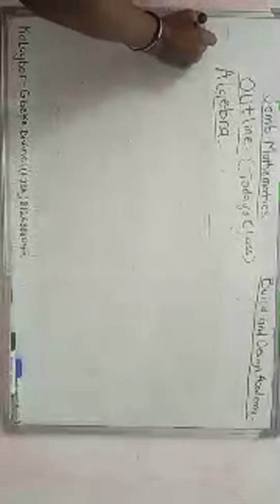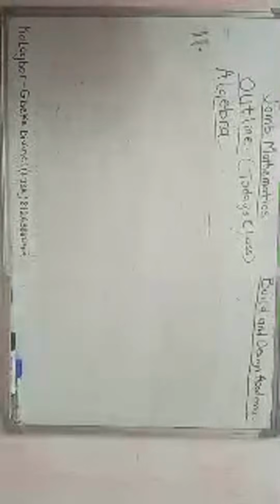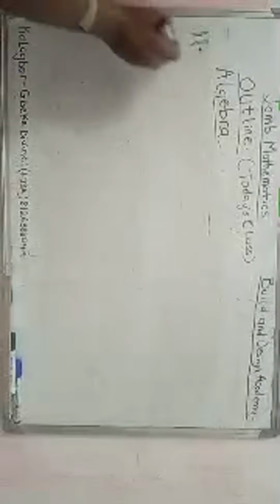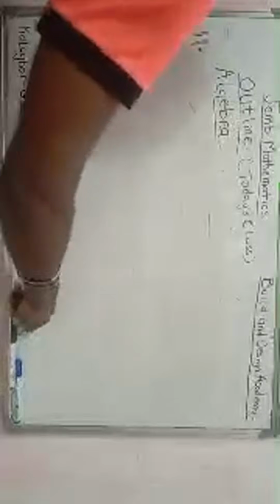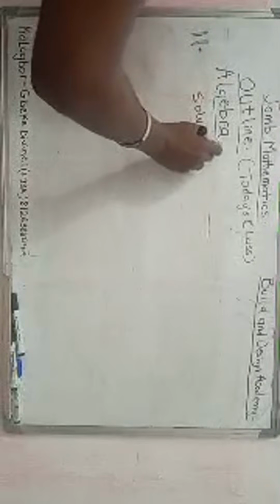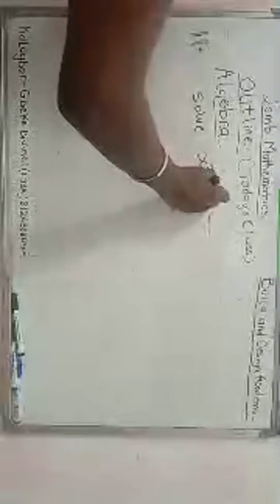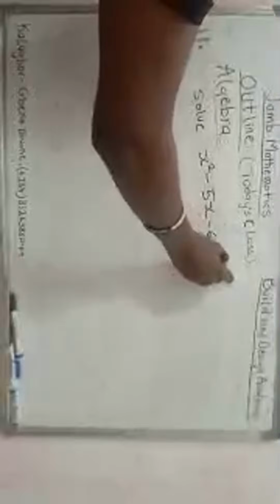This marker is going out. Quadratic equation factorization. Now, we are given an equation. What's happening to all my markers now? Go ahead. They say we should solve x squared minus 5x minus 6 equals 0.